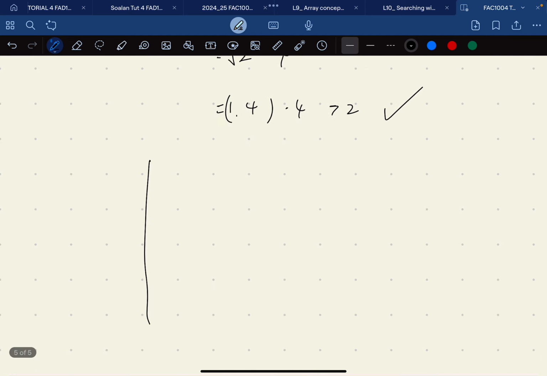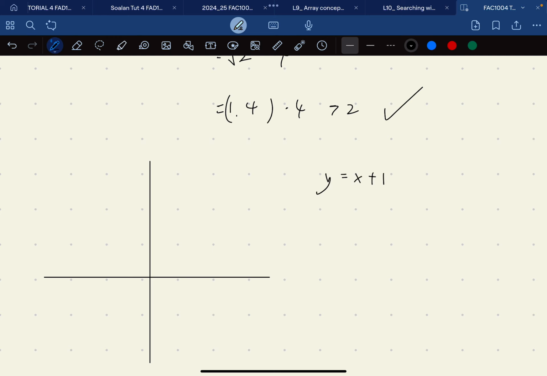We have a graph here, and we need to identify which side to shade. So we have y equals negative x plus 1, something like this. So this is negative, this is 1. And then we have another line.